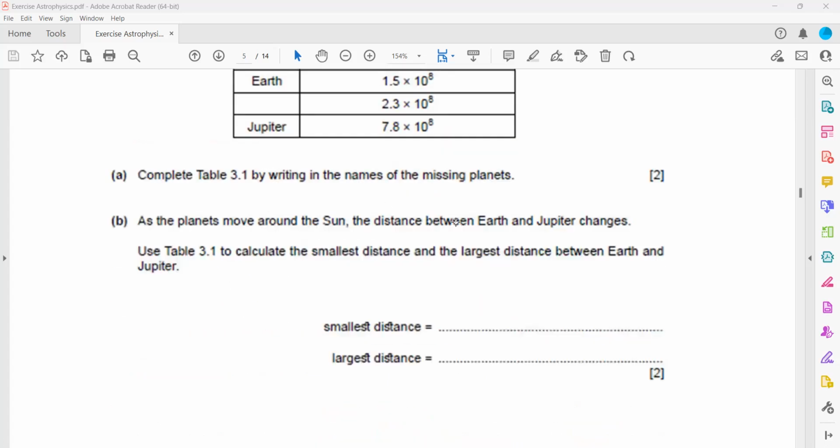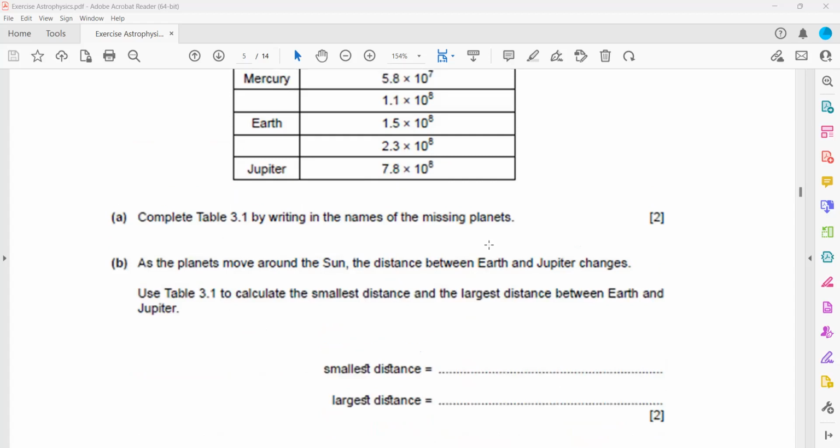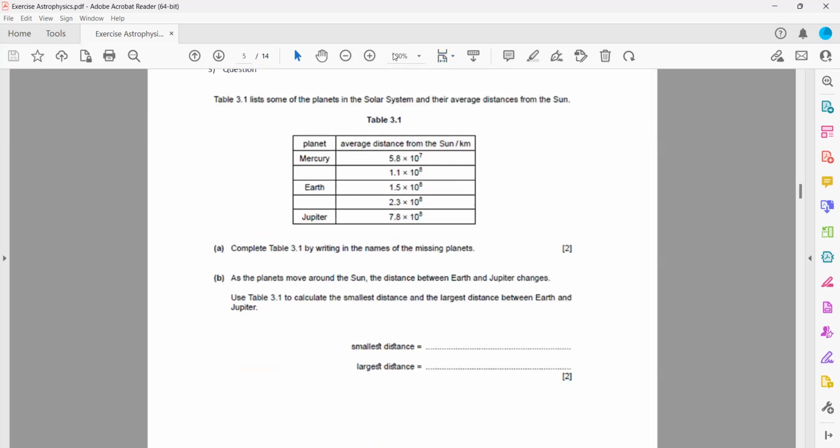Then as a planet moves around the sun, the distance between the Earth and Jupiter changes. Use the table to calculate the smallest and the largest distance. How can we do this? Look, when the planets are on the same side, they will have the smallest distance between them. And when the planets are on opposite sides of the sun, they will have the maximum or the greatest distance.